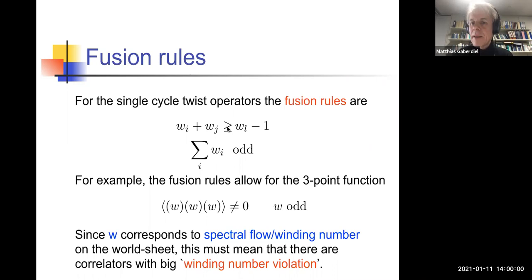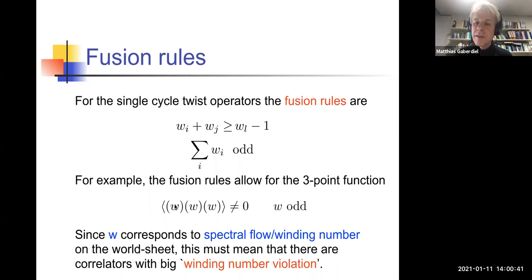So in particular, for example, if you choose any odd number, there will be a non-zero three-point function of the form WWW, because the sum of three odd numbers is odd, and any two is bigger than the third one, because 2W is always greater or equal than W minus one. So this predicts something quite unusual from the point of view of the worldsheet theory. It tells you that there must be a non-zero three-point function of a W spectrally flowed vertex operator, another W spectrally flowed vertex operator, and a third W spectrally flowed vertex operator.